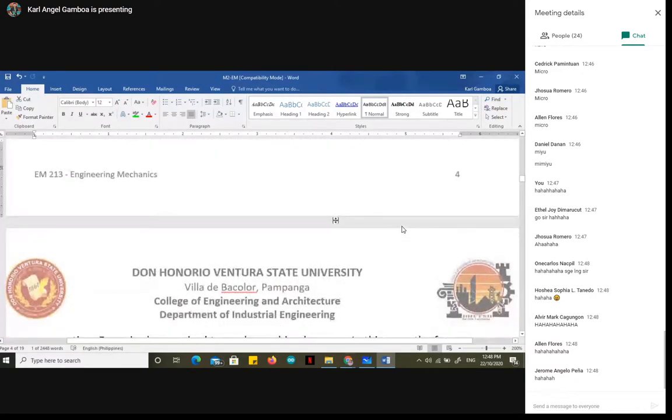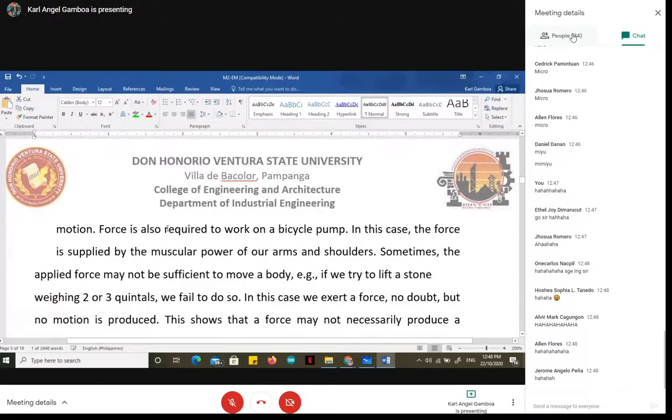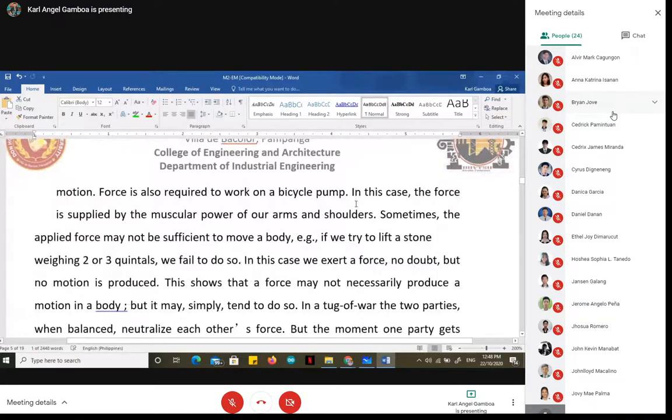Basta tandaan nyo guys, force is parang representation na tend to destroy or move. Okay? Force is also required to work on a bicycle pump. So, basically, kailangan din yon. In this case, the force is supplied by the muscular power of our forearms and shoulders.